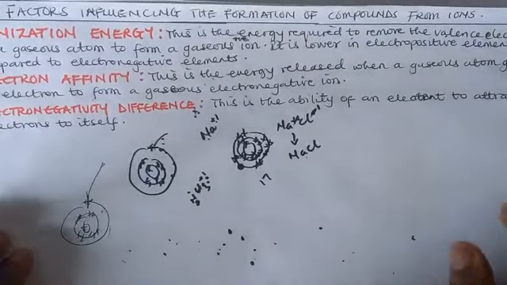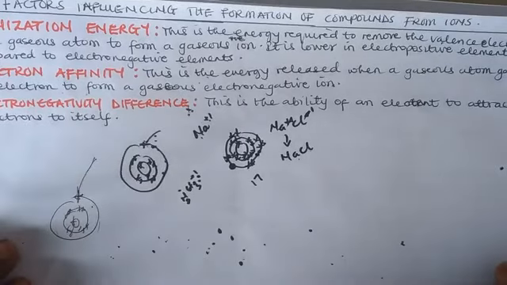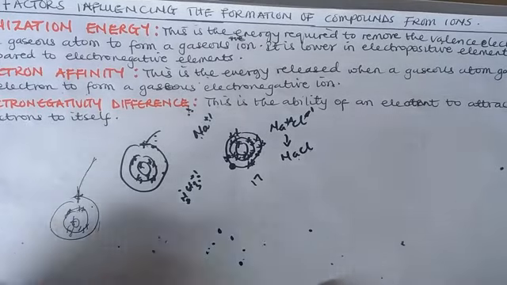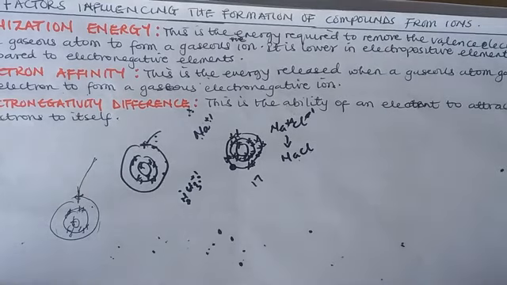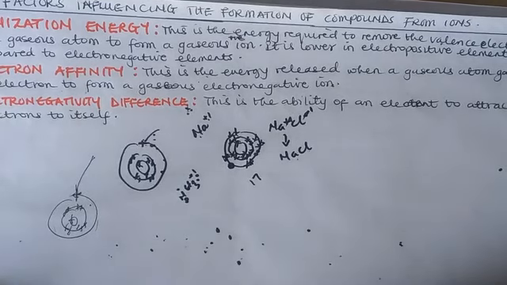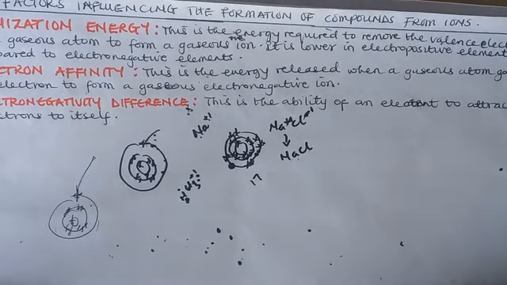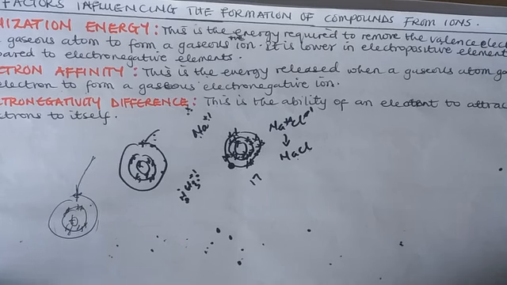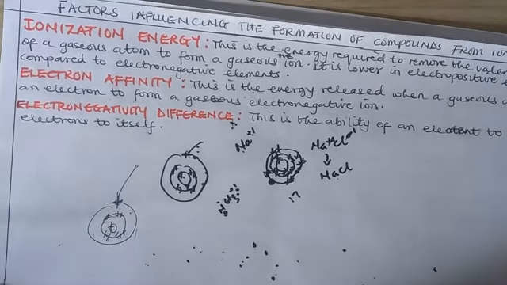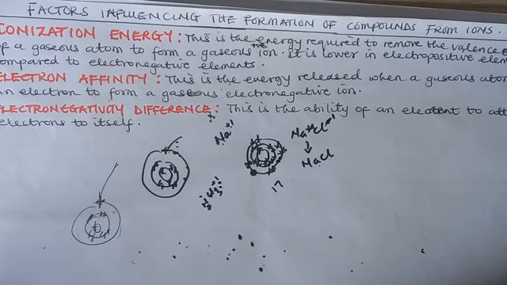What are the factors? The first one is ionization energy. The second one is electron affinity, and the third one is electronegativity difference. Ionization energy is the energy required to remove the valence electron of a gaseous atom to form a gaseous ion. This is usually lower in an electropositive element compared to an electronegative element. Why? Because most electropositive elements give out electrons easily.